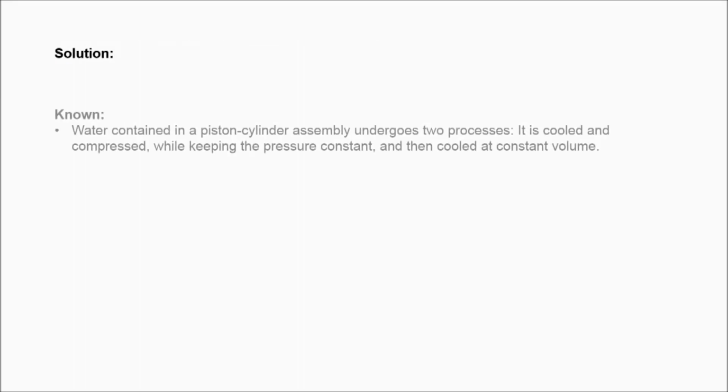Let's start to develop the solution. The first thing to do in any problem solution is to summarize what is known. This is essentially the same information we highlighted in red in a critical read of the problem statement, presented here in a bullet list format. Water, contained in a piston cylinder assembly, undergoes two processes. It is cooled and compressed while keeping the pressure constant, and then it's cooled at constant volume.